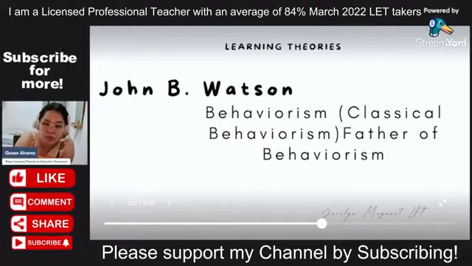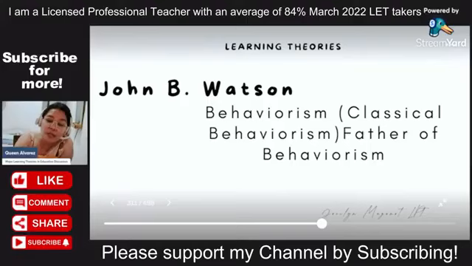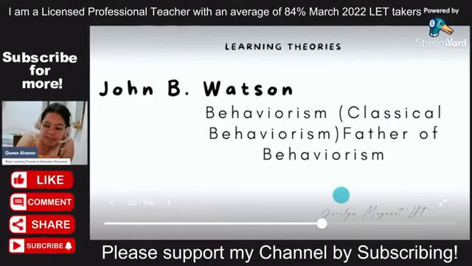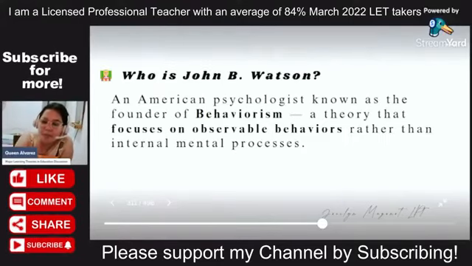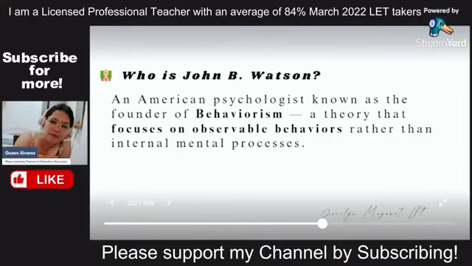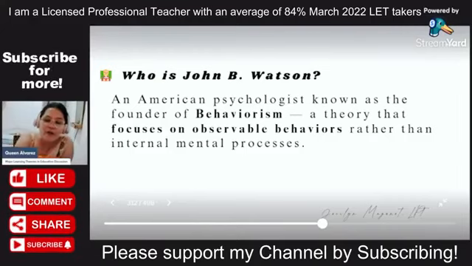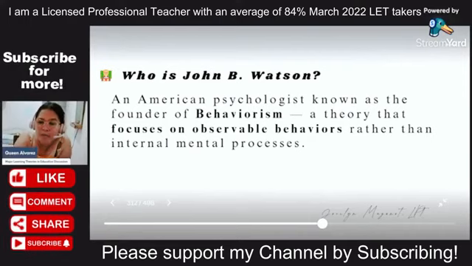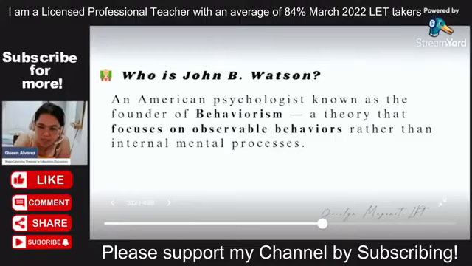First, we have John Watson. Behaviorism, which is classical behaviorism, or the father of behaviorism. See, John B. Watson, father of behaviorism. Who is John B. Watson? He is an American psychologist known as the founder of behaviorism, a theory that focuses on observable behaviors rather than internal mental process.